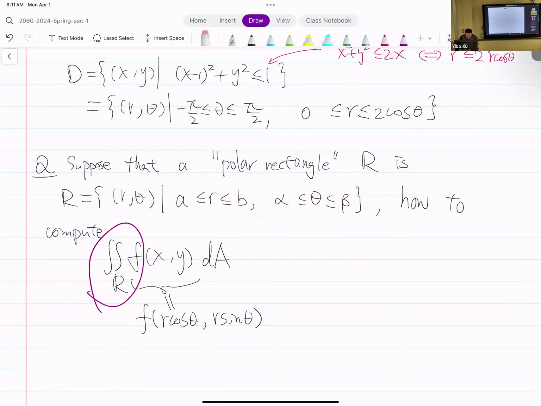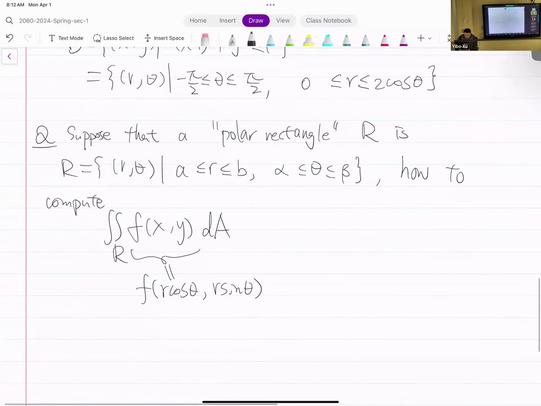But then a very important question is the following. So dA is going to be different, because earlier when we were doing these actual rectangles, we were doing dx dy, right? But when you subdivide a polar rectangle, the way that you subdivide the region, the small increment of area, is going to be slightly different. Here, I'm going to quickly give the answer, and we will give you the derivation right after that.